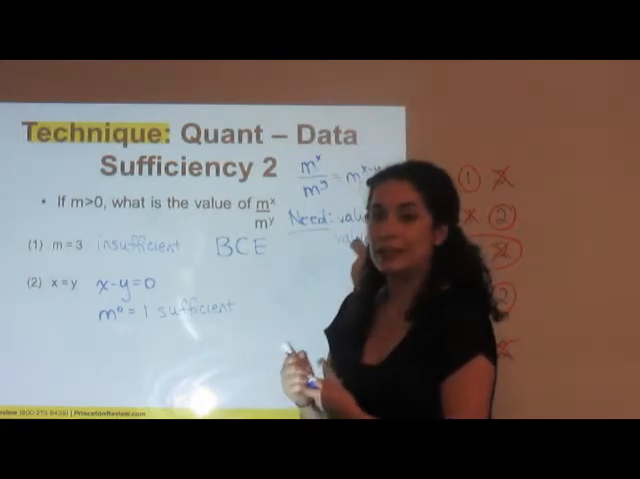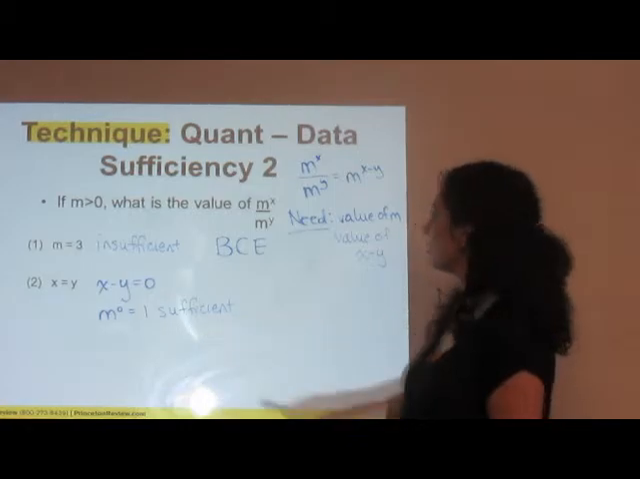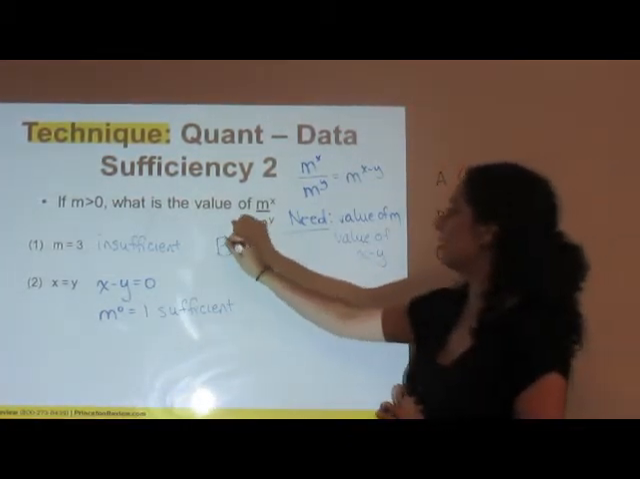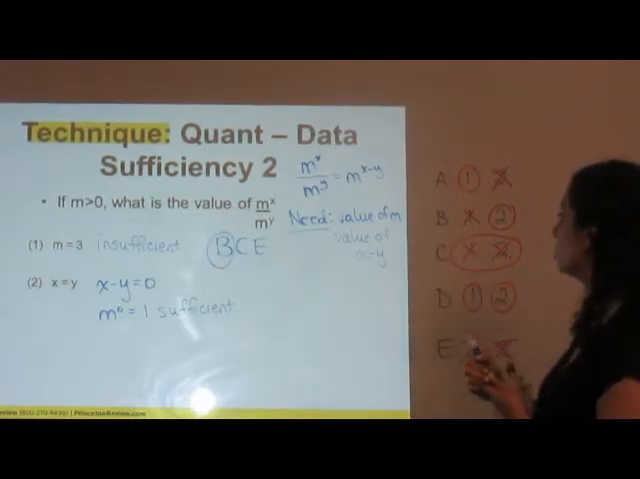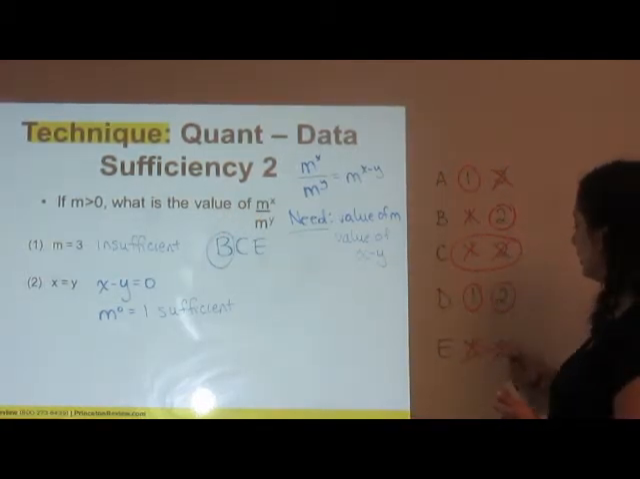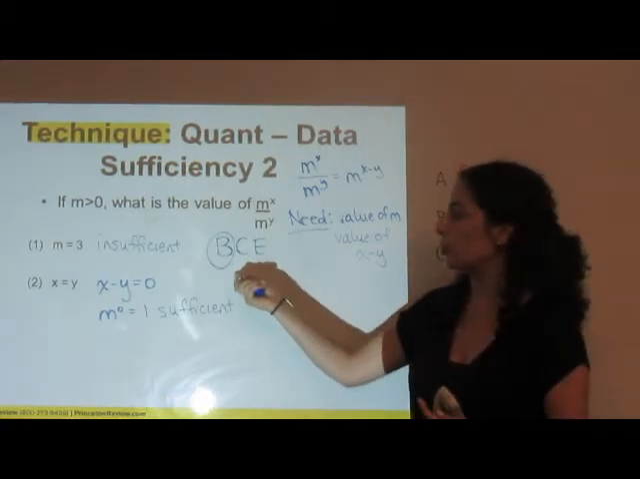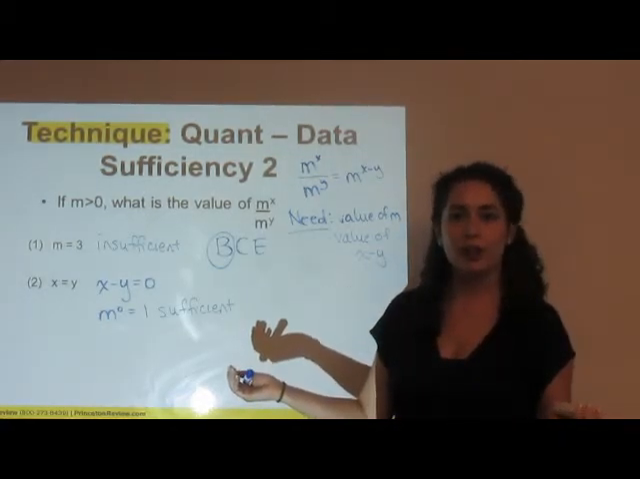So we were down to B, C, or E, and we want one where statement 2 is sufficient. If we look at B, that works. That's the one where statement 1 is insufficient, but statement 2 is sufficient. C and E both say statement 2 is insufficient, so those wouldn't work. We would pick B, and we would be done and move on to the next question.